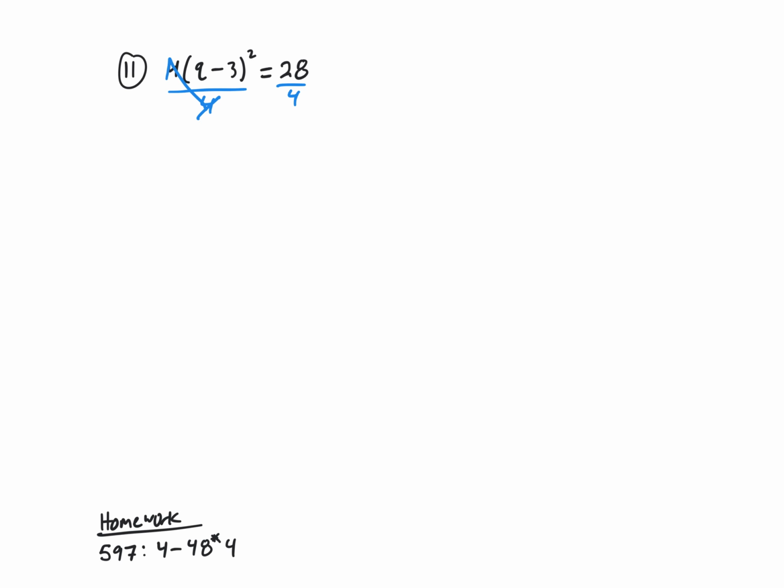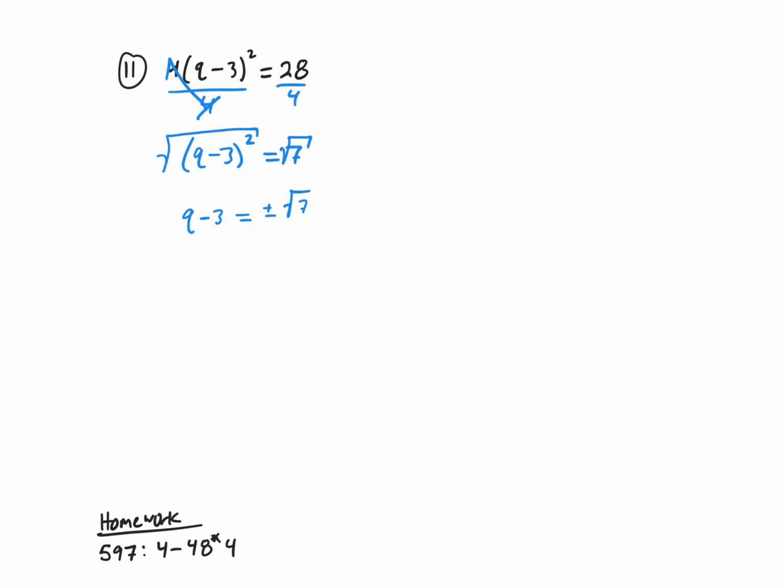Those 4's reduce to 1, and I end up with q minus 3 squared is equal to, well, 28 divided by 4 is simply 7. Now we've isolated this thing that's being squared, so the opposite of squaring is to square root. So take the square root and the square root. So on the left-hand side, I end up with q minus 3 is equal to the plus or minus, well, the square root of 7 is just that, the square root of 7.